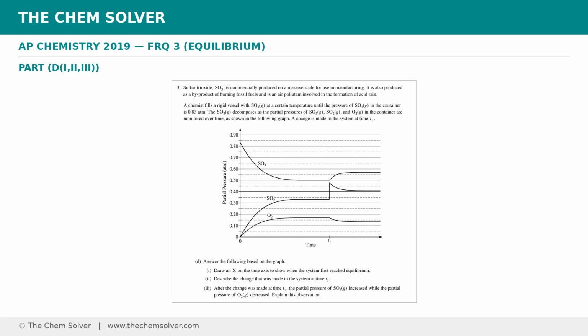1. Draw an X on the time axis to show when the system first reached equilibrium. Describe the change that was made to the system at time t1. After the change was made at time t1, the partial pressure of SO3 increased while the partial pressure of O2 decreased. Explain this observation.